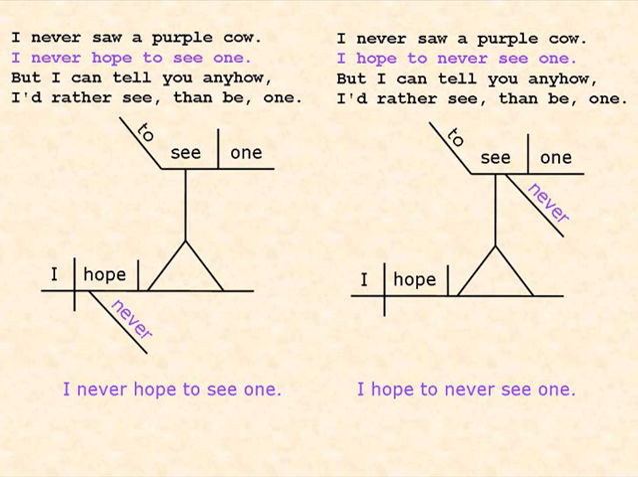Someone recently pointed out to me that the second line was written incorrectly, or that it just sounds better as "I hope to never see one." Should the poet, Gelett Burgess, have recast the second sentence, split that infinitive "to see"? I do not know, but look at how the diagrams differ depending on the syntax of the second sentence.